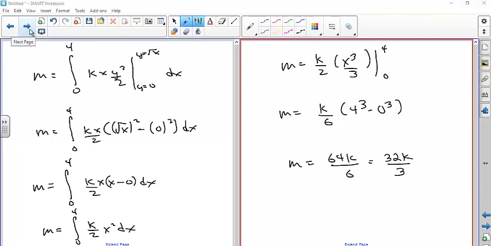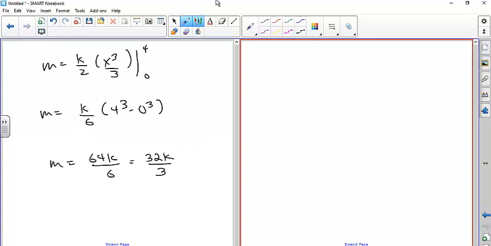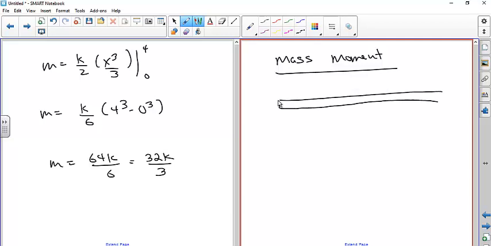Now, the next topic is mass moment. Because what we're doing next is we want to find the center of mass. And if we go back to our simple case here, let's assume that the beam has no mass, and we have a couple of masses that are sitting on this beam.